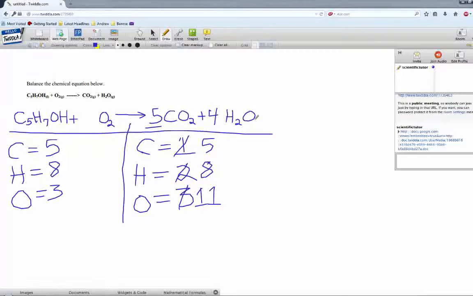When I did that, I changed the oxygens, so I'm going to recount all the oxygens, not just add oxygens, recount them all. It's easy to make a mistake if you try and just add oxygens, but recounting them all ensures fewer mistakes. It's no longer 11. It's going to be 5 times 2, 10, plus 4 times 1. So 10 plus 4 is 14.